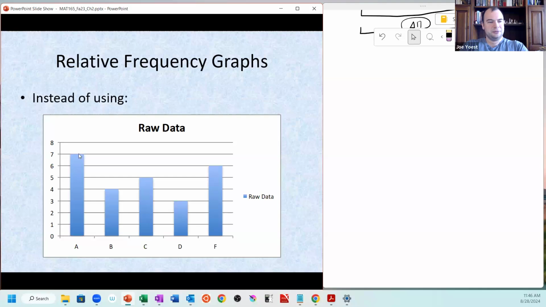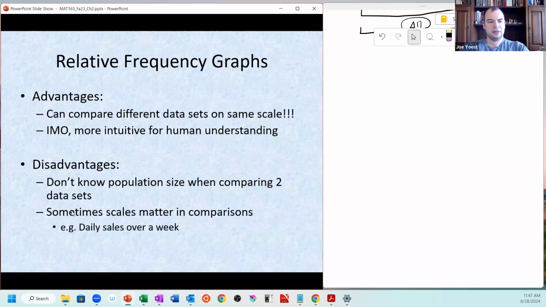Disadvantages? Well, if I look at this, I know exactly what size data set I have. I can maybe infer from that whether I think it could be a representative sample. If I'm talking about a population of 300 million people and I have a sample of size 25, that's probably not a representative sample. And then sometimes we actually care about scale.